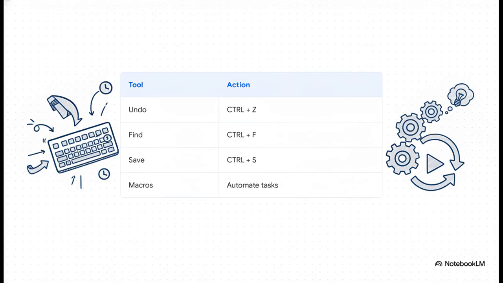Keyboard shortcuts, things like Ctrl-Z to undo, Ctrl-F to find, or Ctrl-S to save, literally save you seconds that add up to hours over a year. Then there are macros. If you find yourself doing the exact same sequence of formatting edits over and over again, you can actually record that sequence and replay it with just one click. Automating your workflow like this frees up your mental energy for the actual heavy lifting editing.